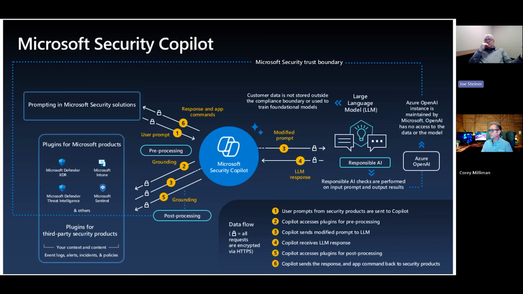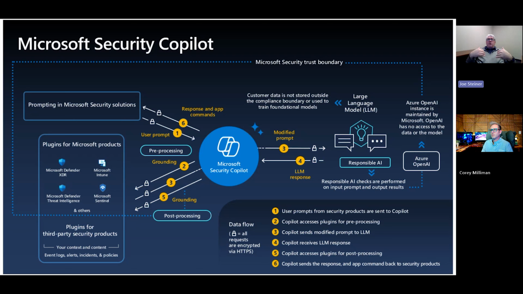So if I go to a prompt and put a prompt into the Security Copilot, I go ahead and send it. That gets sent into Security Copilot. That then works with plugins. Now, the plugins are how the connectors work to Defender, to Intune, to Sentinel, and to the third-party security products that are supported there, where that list is growing over time.